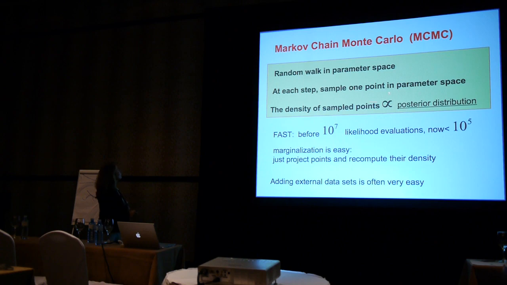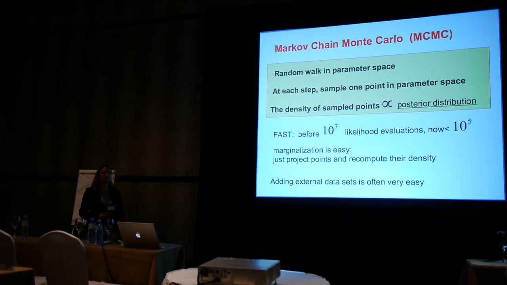So you want to do a random walk in parameter space. At each step, you sample one point in parameter space. The density of sampled points you want to be proportional to the posterior distribution. Now, this technique is fast, because if before you needed of the order of 10 to the 7 likelihood evaluations, now you need less than 10 to the 5. And depending on how you do it, you can get better.